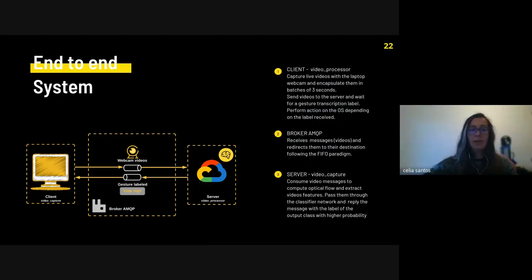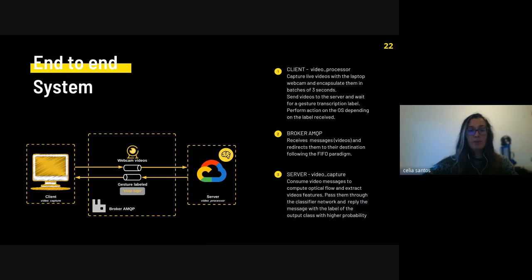Well, now that we have seen how to create our model from scratch, let's see how the network has been embedded within our end-to-end system, which allows the user to perform actions on their computers using gesture control in real time.